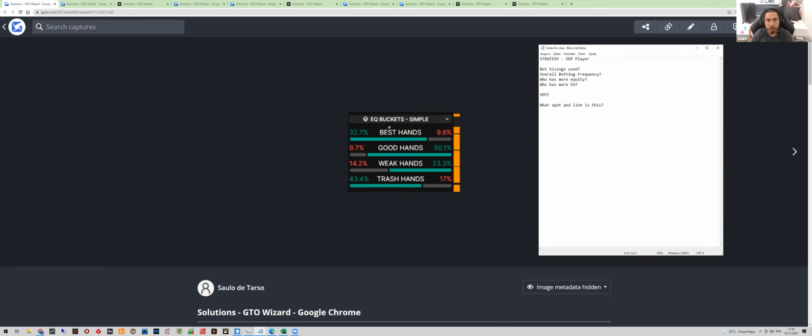These are the equity buckets, and these are the questions that we have here. So let's begin. Who can tell me what are the sizes you think the out of position player should use given this equity distribution? What sizes? Let me type here. First example. What sizings should the out of position player use with this strategy, considering that this is his equity distribution?